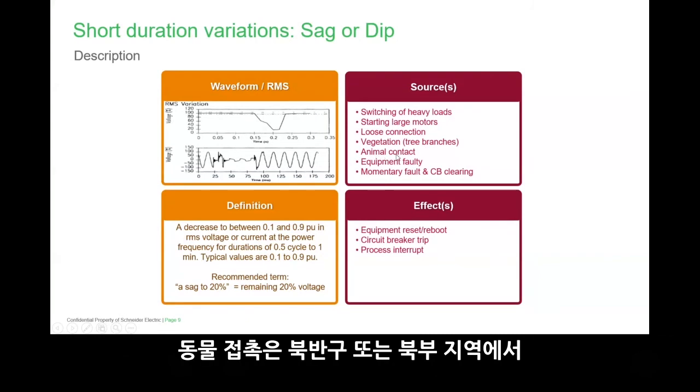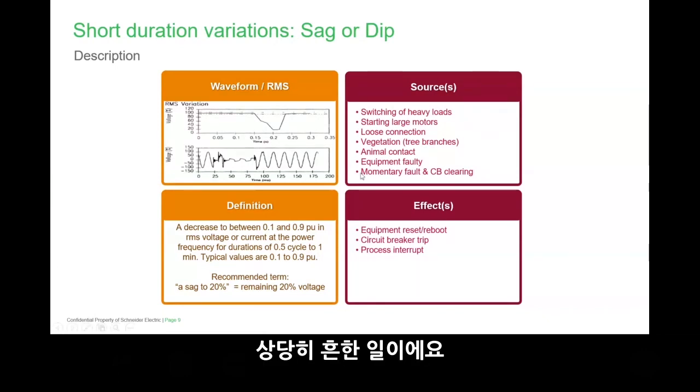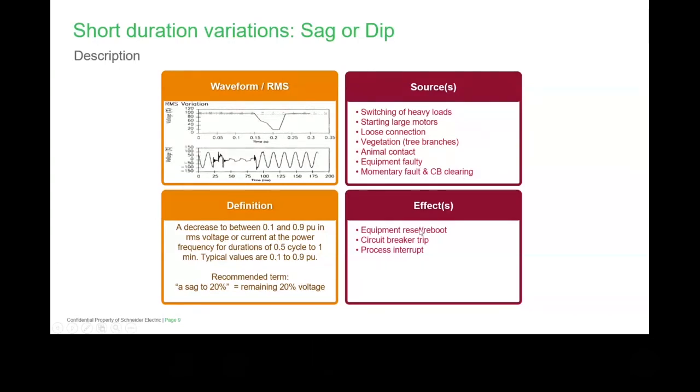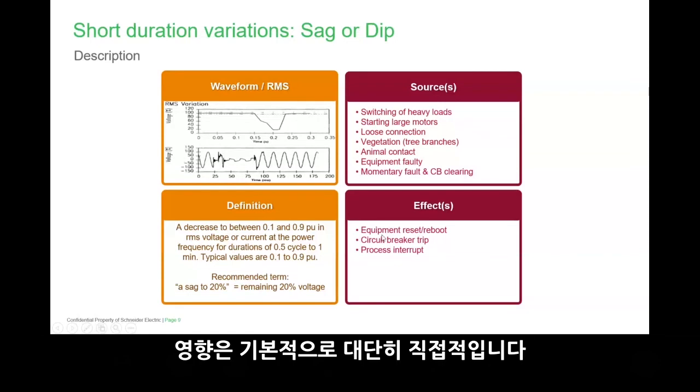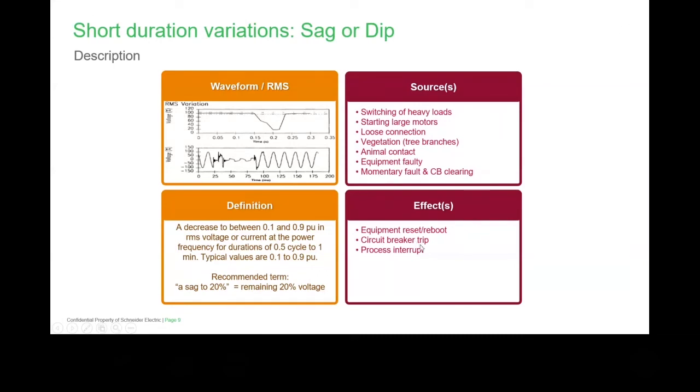Animal contact is quite common in the northern hemisphere, or the northern part of the world, where during the winter time animals try to sneak into the transformer room or electrical room to keep themselves warm. This is quite common. Equipment faulty, momentary fault, and circuit breaker clearing. So the effect is basically very straightforward: equipment reset or reboot, circuit breaker trip due to under voltage, or process interrupted.